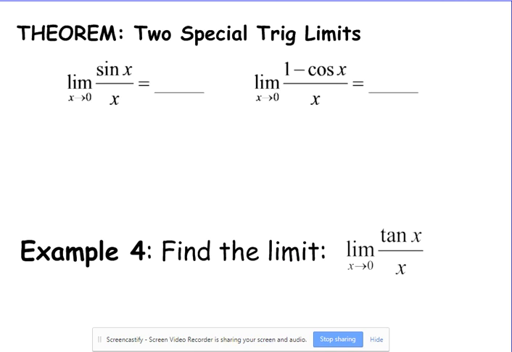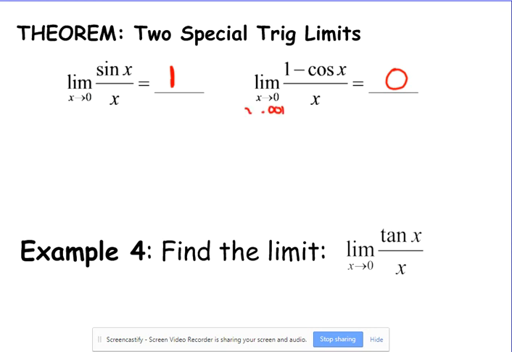Speaking of what you got to know, we just talked about this one. It is equal to 1. Here's the other one you need to know. The limit as x approaches 0 of 1 minus cosine of x over x is equal to 0. Now, let me see if I can help you logic your way through this one. X is approaching 0. So let's pick a number that's really, really close to 0.